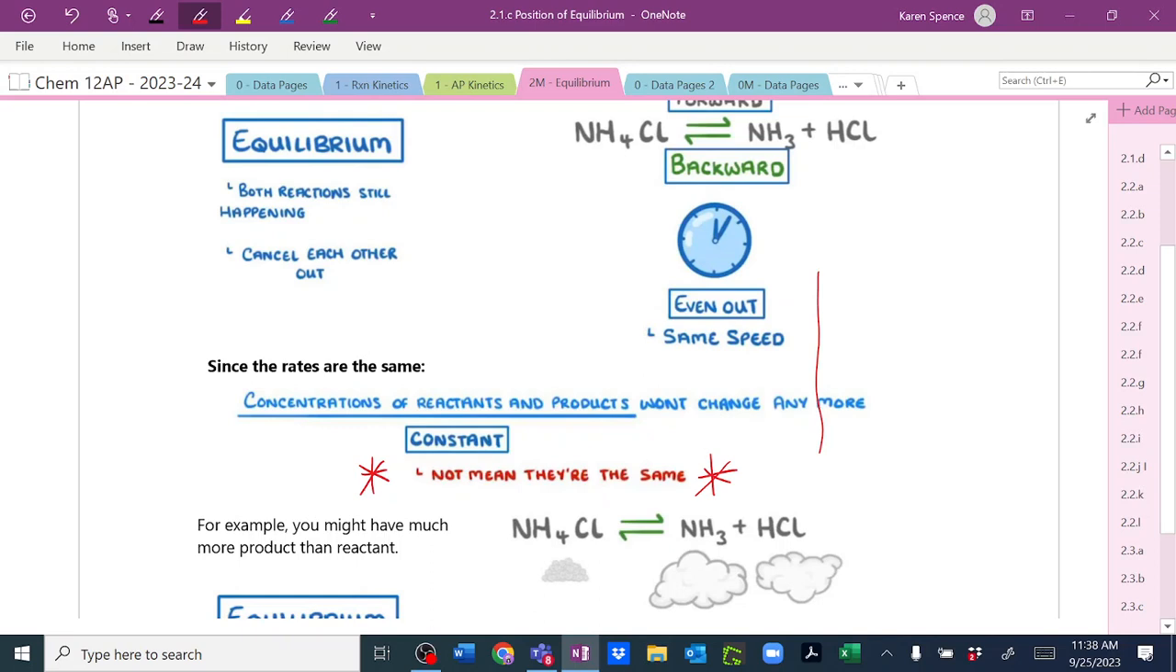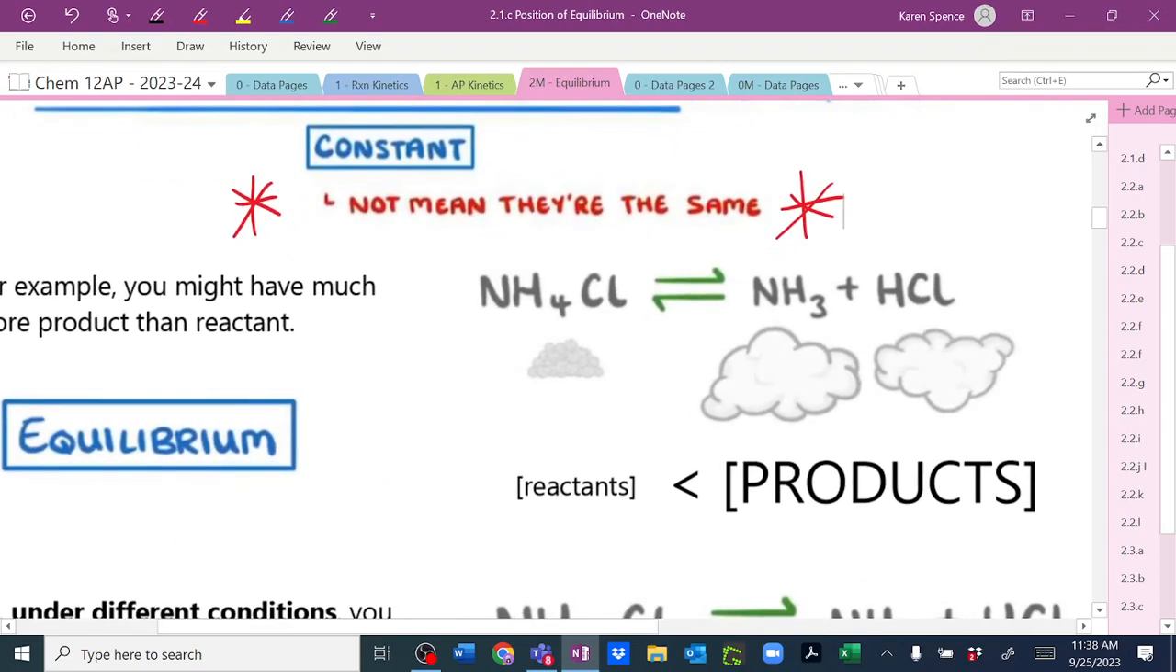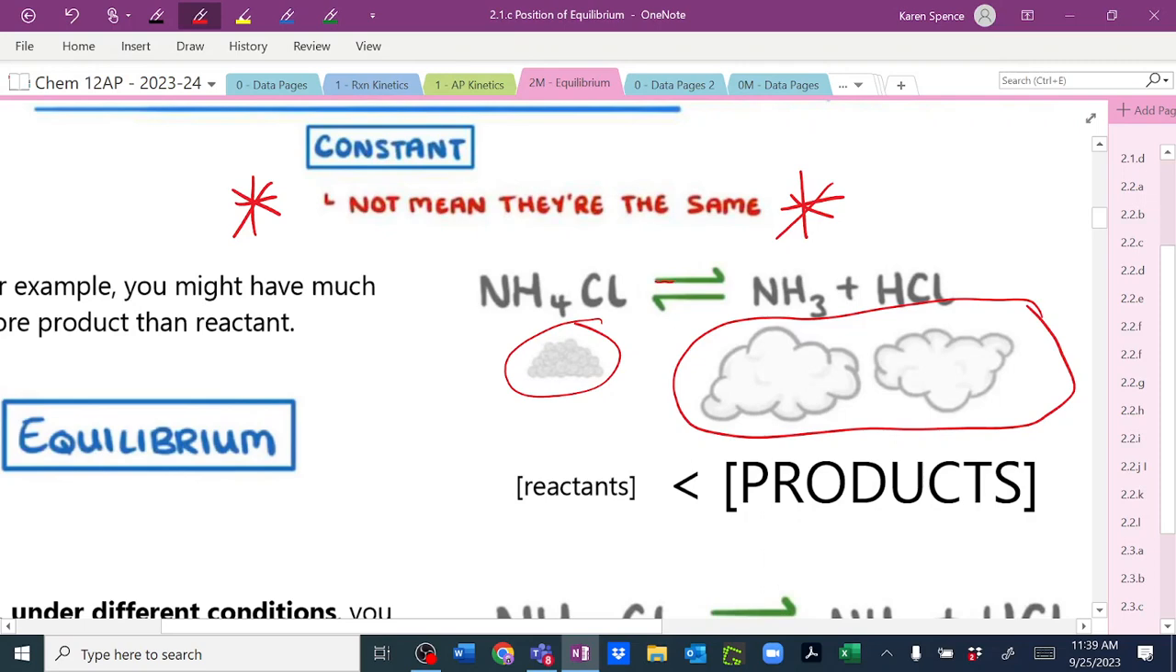Okay, so you'll notice that in this particular example that we have here, the concentration of the reactants, there's not very much, and the concentration of the products, there is a lot. But the two rates are equal, so we are at equilibrium.